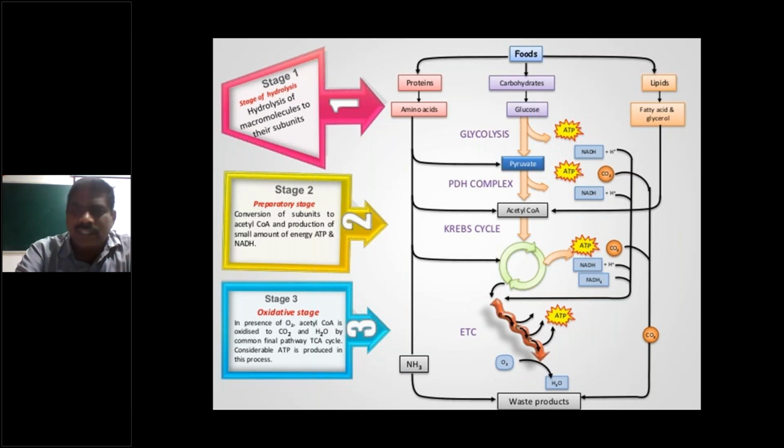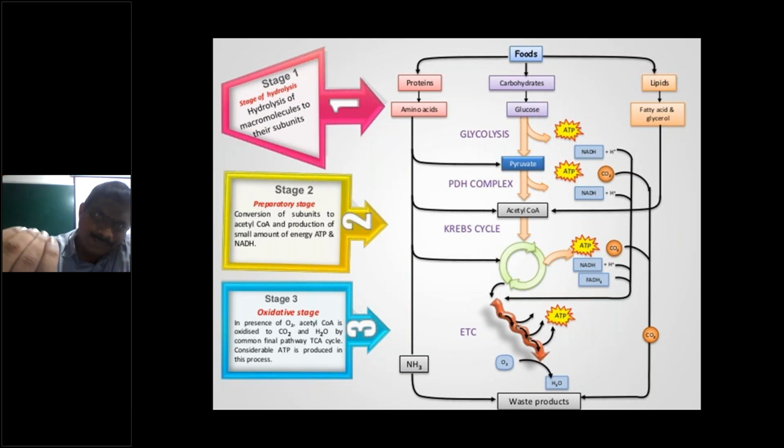Now you know that from the amino acids, ammonia is released. Ammonia is a waste product. Ammonia is converted to urea, and ultimately water molecules and carbon dioxide are released. These are the waste products.